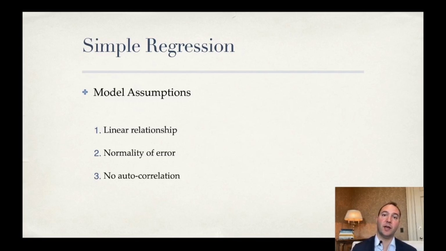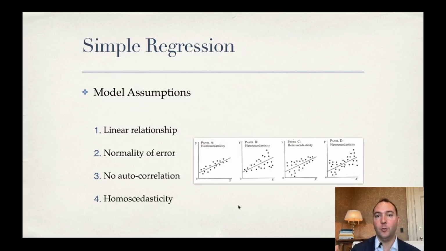There should be no autocorrelation. Autocorrelation happens when our observations are not independent. What autocorrelation is usually referring to is some kind of time series data. We should not be using regression with time series data.